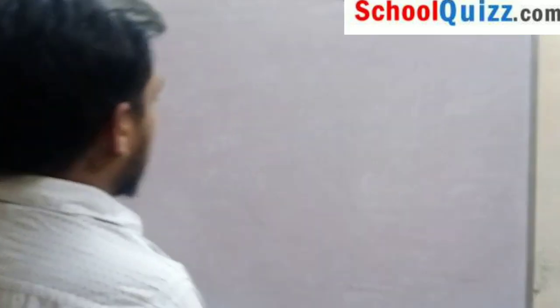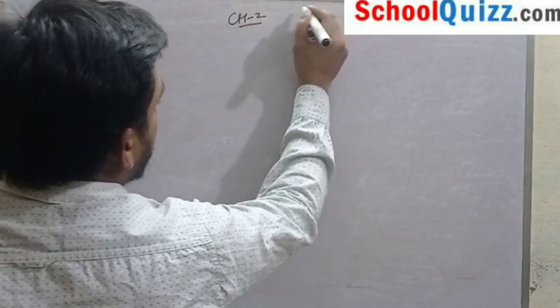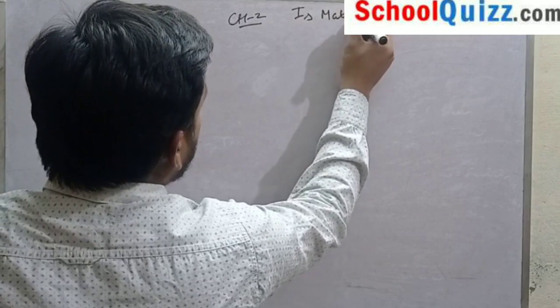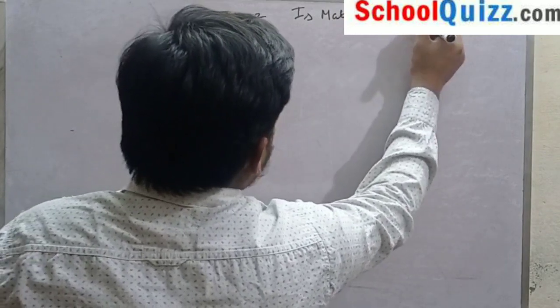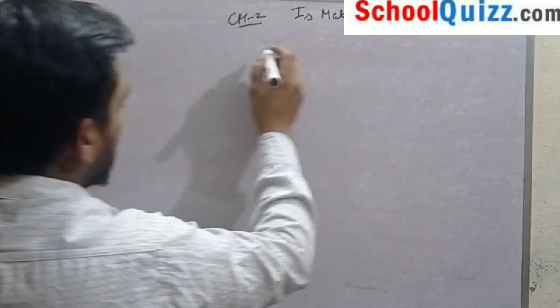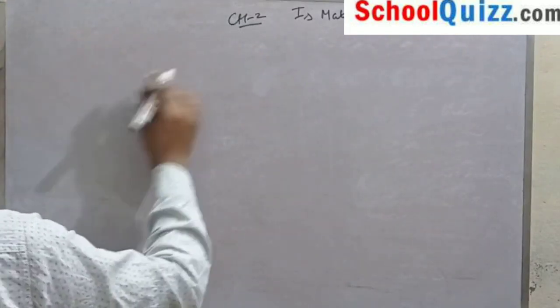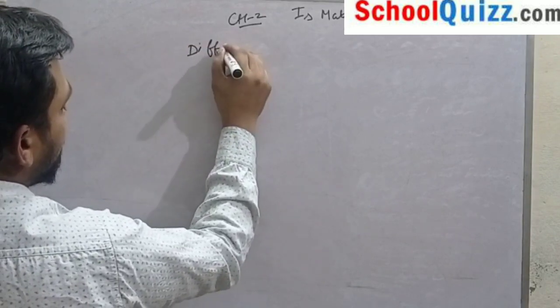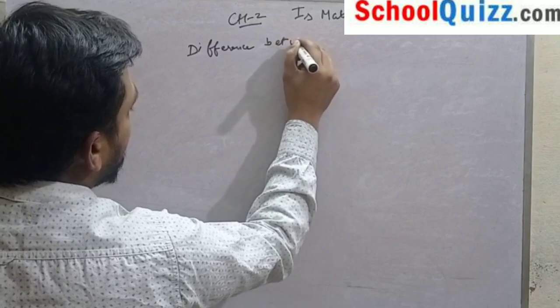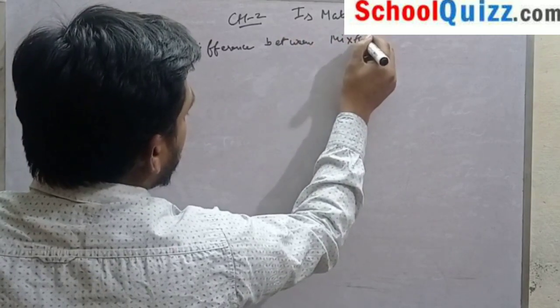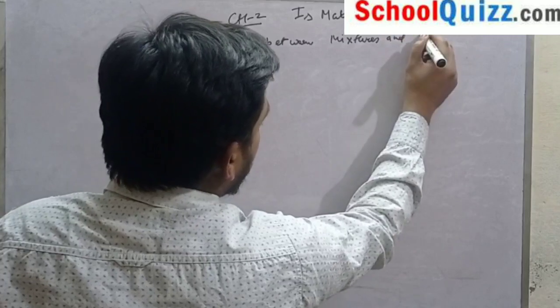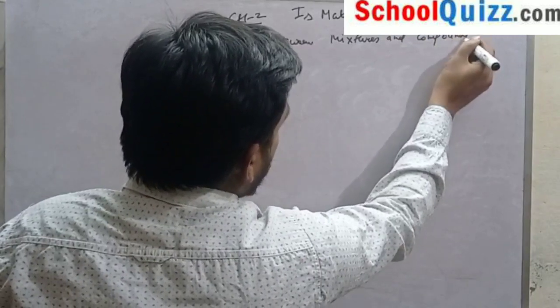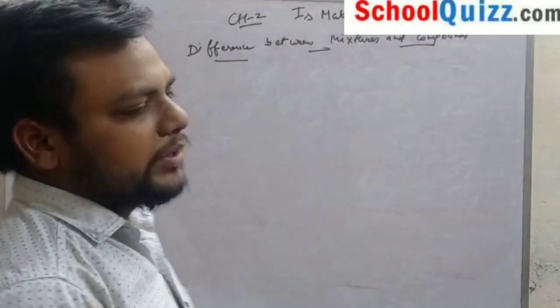Now we will discuss a very important topic, that is difference between compounds and mixtures, which is very, very important from the paper point of view. So let's start. Chapter number two, Matter Around Us Pure. So today we will discuss the difference between mixtures and compounds. We will discuss here today the difference between mixture and compounds.